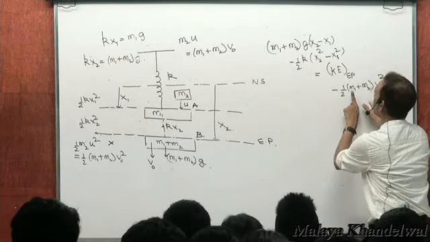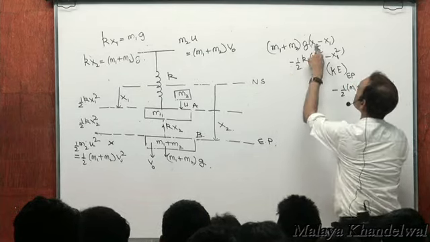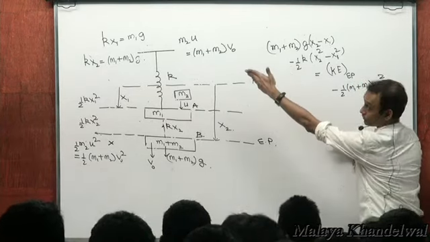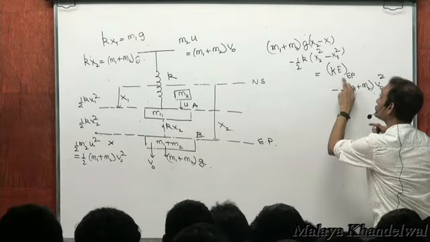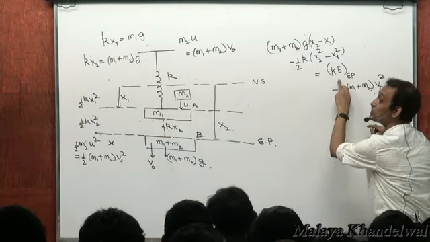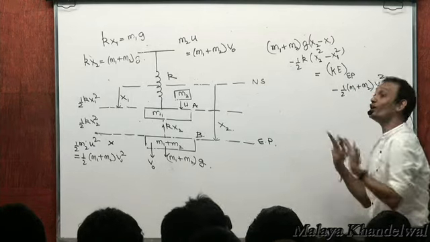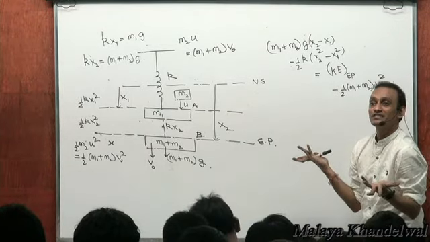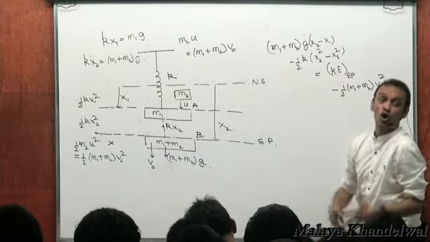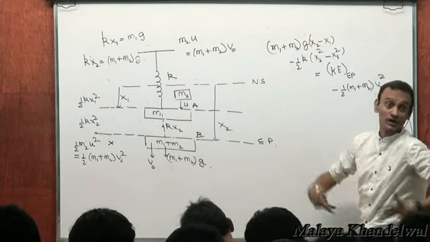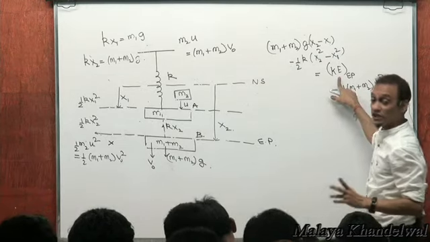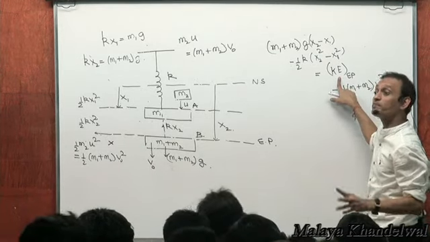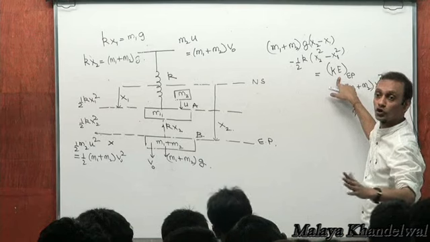This v naught I know, I can transpose on this side. x1 and x2 also I know from those conditions. Therefore, I can calculate the kinetic energy at the equilibrium position, which would be the total energy of the system, the total energy of oscillation. The kinetic energy at the equilibrium position will represent the total energy of oscillation.